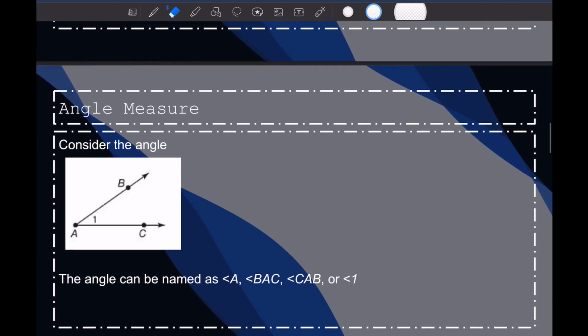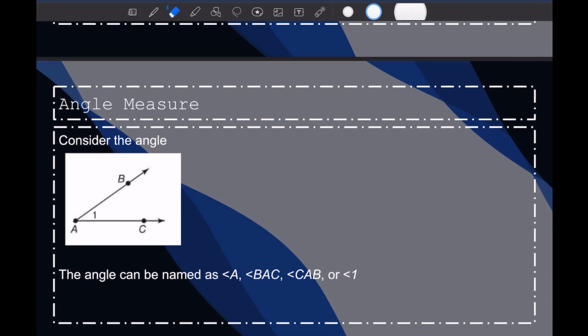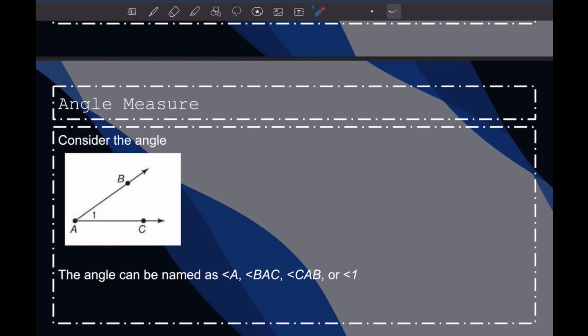All right, moving on. Let's go ahead and consider the angle. It says the angle can be named as angle A, angle BAC, angle CAB, or angle 1. Okay, so let me go ahead and give you an explanation. So we have over here an angle formed by two different rays with a common endpoint, right? Here is a side, here's a ray, that's 1, and here is another ray, that's a side, that's 2, and they meet at point A. Okay, they have a common point A.